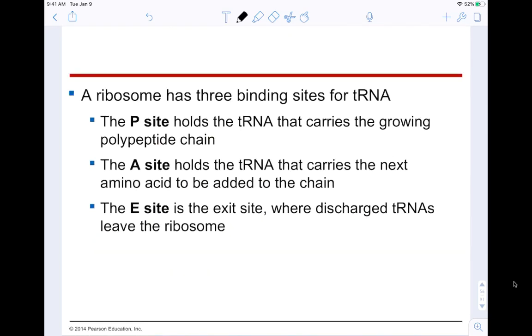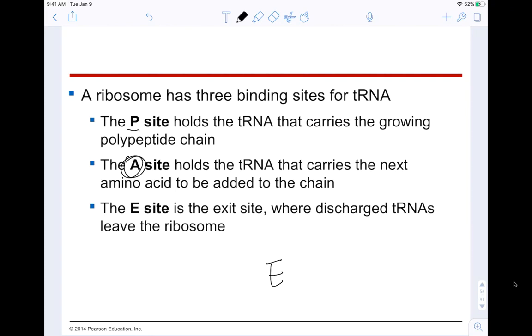So a ribosome has 3 different binding sites. The P site holds the tRNA and carries the growing polypeptide chain. Polypeptide, P site, makes sense. The A site holds the tRNA that's going to carry in the next amino acid. So this is like the entrance. And then the E site is the exit site.